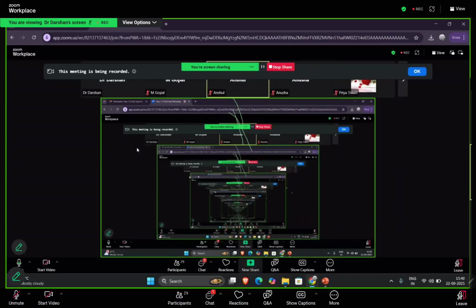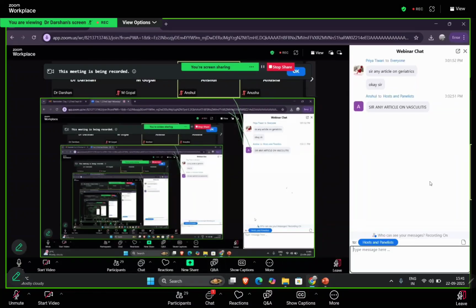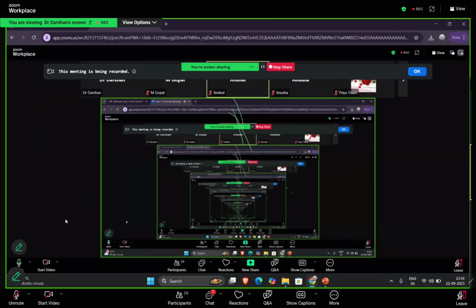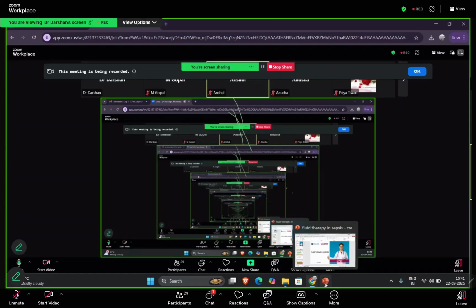Oh, someone scratched on the screen. Okay, Anshul, I'll look into it. I think you asked for an article on vasculitis per se. Vasculitis is a broad topic. If you want something in particular, please let me know. Otherwise, I'll reach out to you on WhatsApp. Anything else you guys want to ask, or else I'll go to the next topic. Okay.